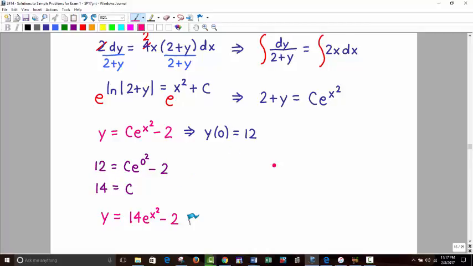So the final answer, this particular solution it's called, because it gives this initial condition, is y equals 14e to the x squared minus 2.